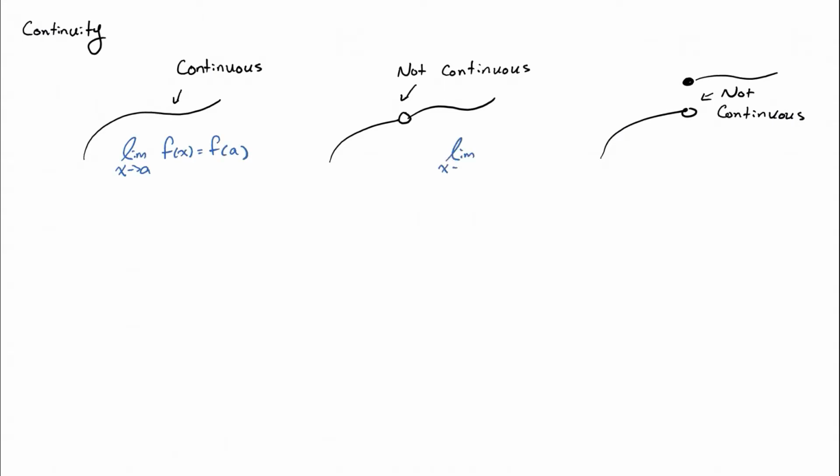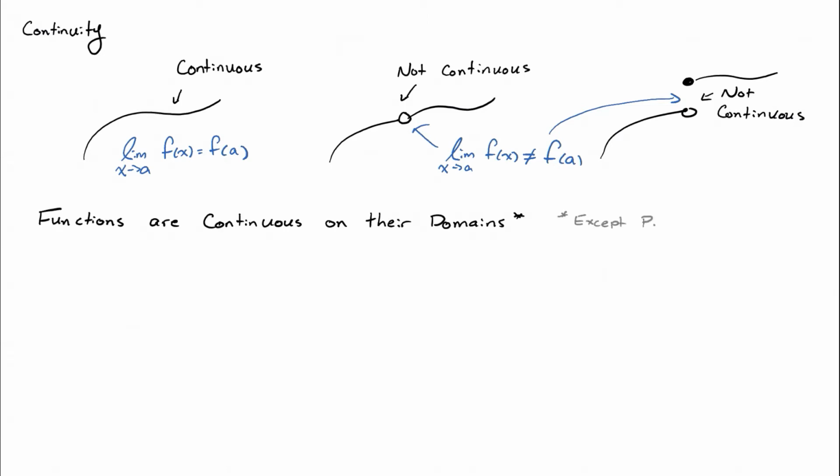For a hole, the limit exists but the function value isn't the same. In a jump, the limit just doesn't exist. In general, a function is continuous on its domain. The big exception is piecewise functions. Here's an example. Determine when the following function is continuous.